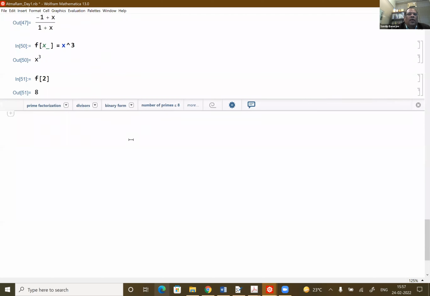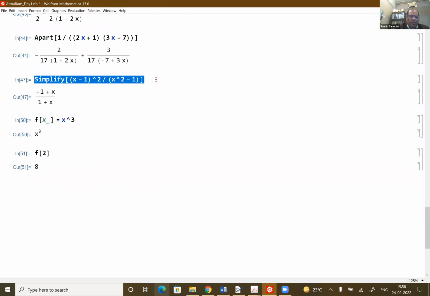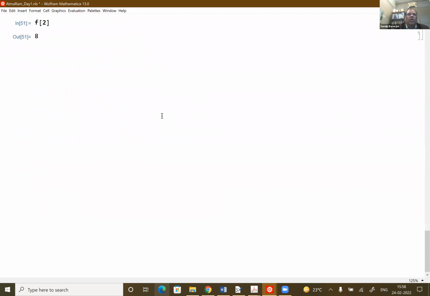Okay, there is one thing I'd like to show. So sometimes we want to see the expression in the actual mathematical form we write, like this one.